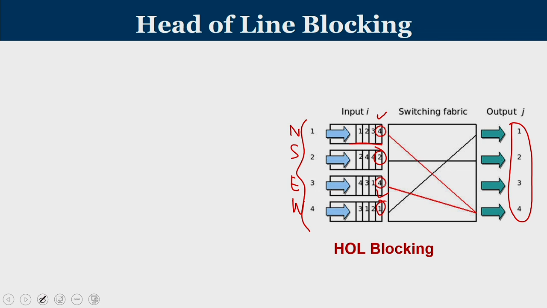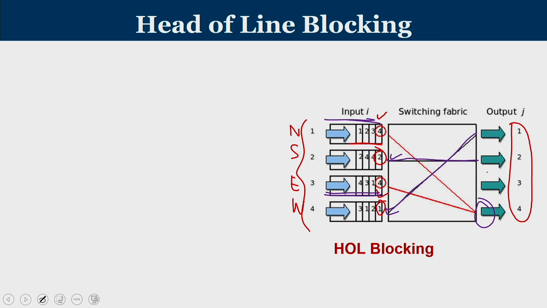Now, look at the scenario, what happens? You have 2 front flits, the first flit in input port number 1, that is this, and the first flit in input port number 3, both are competing for the same output port 4. We know that only one can be granted, the other one has to wait. But in this case, there is only one candidate looking for 2 and one candidate looking for 1. So, this can directly go to 2 and this can directly go to 1.